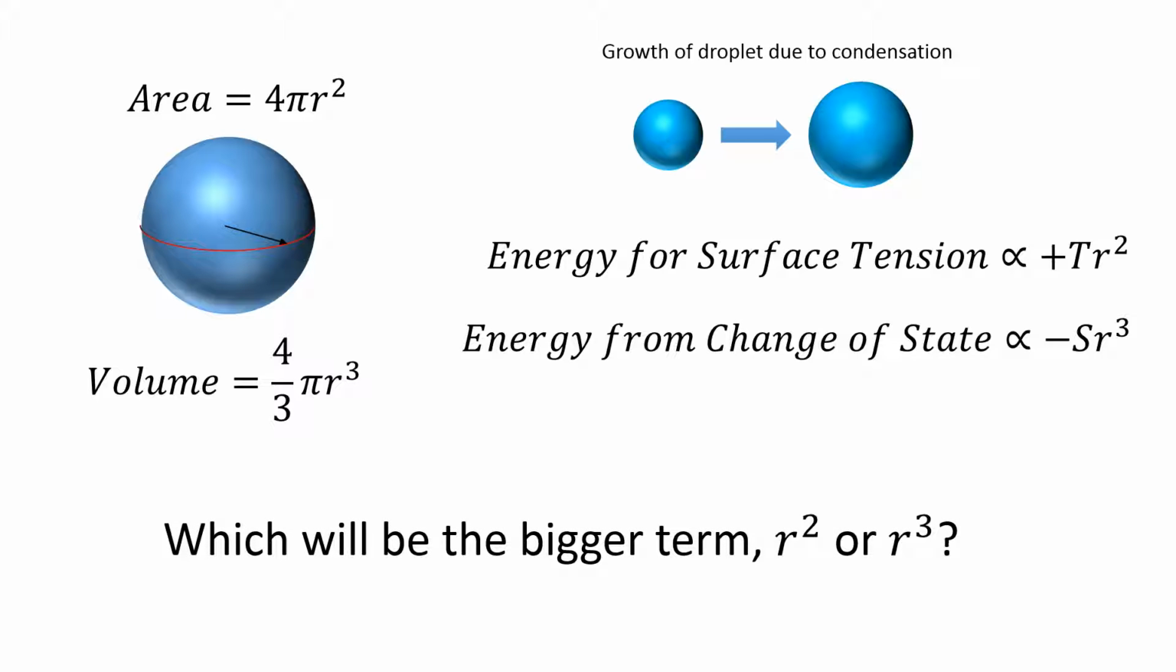So which of these is going to dominate? If this is giving us energy for free, though no energy is free, and this one is costing us energy, the drop can only grow spontaneously if we're winning energy. This term is getting bigger more because it's r cubed than this one with r squared. If r was 10, this would be 1,000 and this would be 100. And if we grew that to 100, making our drop 100 times bigger, this one would have gone up to 10,000, whereas this one would have gone up to 1,000,000. So for growing the drop size, this one gets bigger faster than this one.